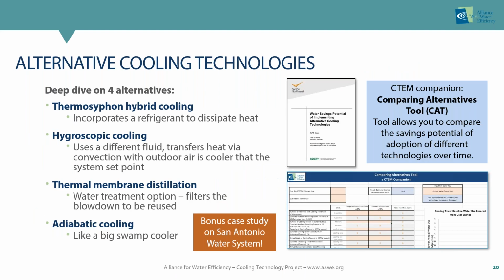Next slide. Here's just an overview of the alternative technology resources. Here's the list of the 4 technologies that were selected for the report. The report includes a whole list of the other ones that were considered, but these are the 4 that were selected for a deep dive. It includes a case study highlighting the use of the comparing alternatives tool in the San Antonio system.